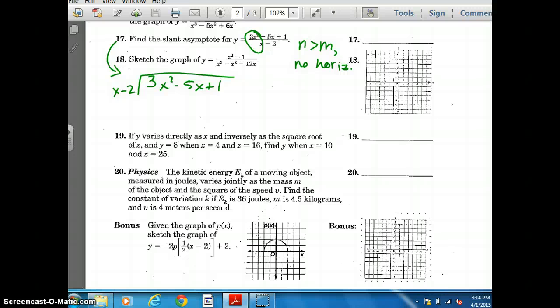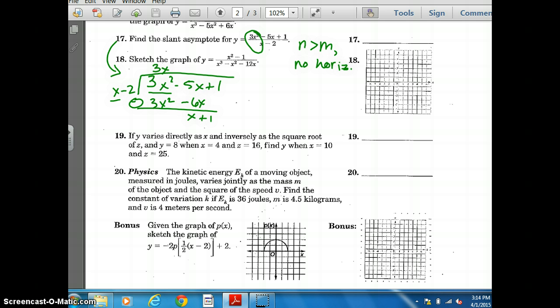Look at the very first terms. So I'm looking at 3x squared and x here. How many times will x go into 3x squared? That's 3x, because 3x times x is 3x squared, and you're going to distribute that through your divisor. So 3x times x, and then 3x times negative 2 would be negative 6x. And you want to subtract. That's going to give you 1x plus 1.